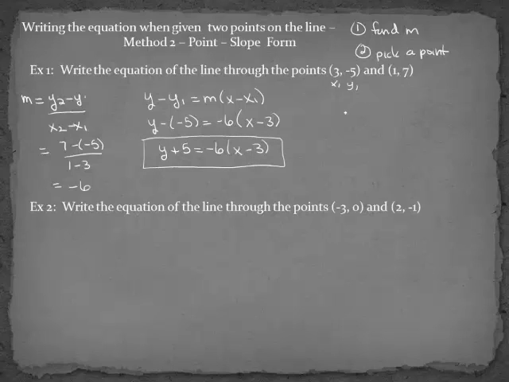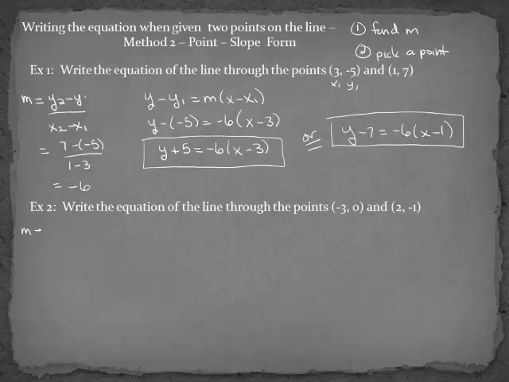Now, if we chose the other point, it would look different. It would look like this, but it would be an equivalent equation that is perfectly acceptable. If I were to convert both of these to slope-intercept form, I would get the same answer.